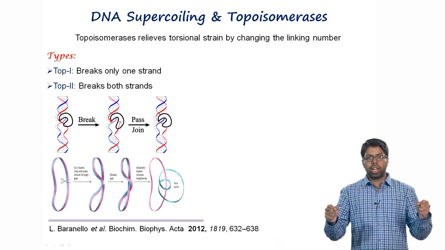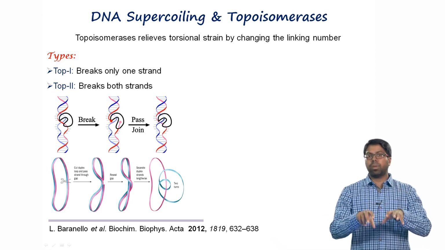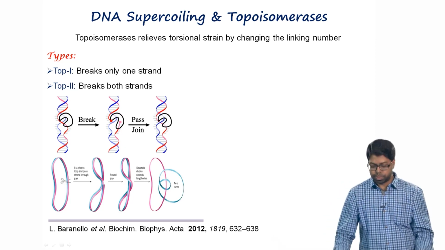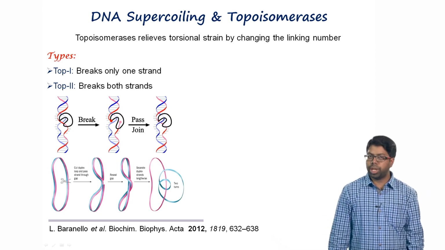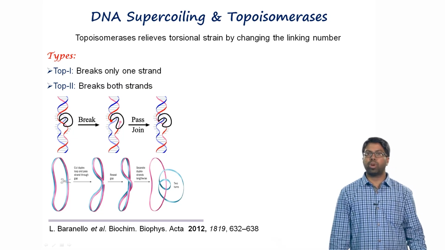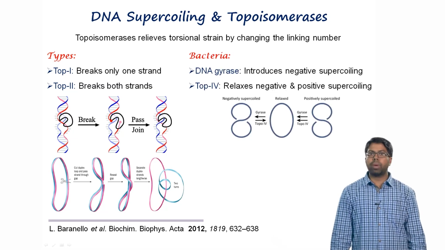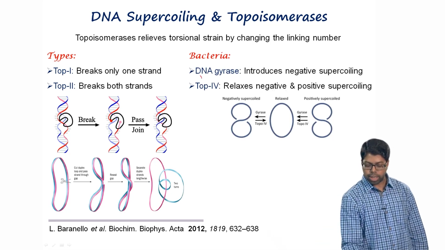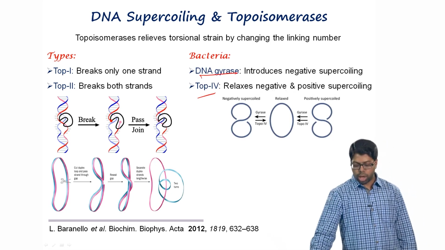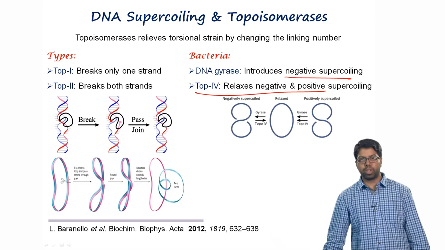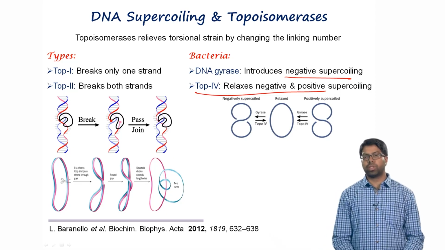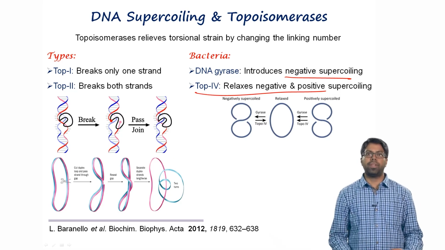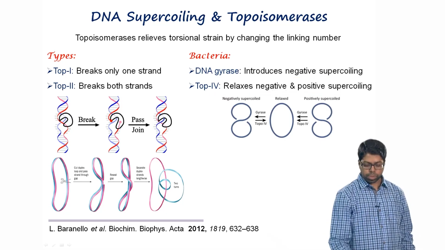So this process of cut and paste is continued until both the strands are disentangled from each other. As we are mostly focused on the bacteria, let's see what kind of topoisomerase bacteria have. It turns out the bacteria has type 2 topoisomerases, which can be further classified into DNA gyrase and topoisomerase 4. Now DNA gyrase introduces negative supercoiling, whereas topoisomerase 4 relaxes both negative as well as positive supercoiling.